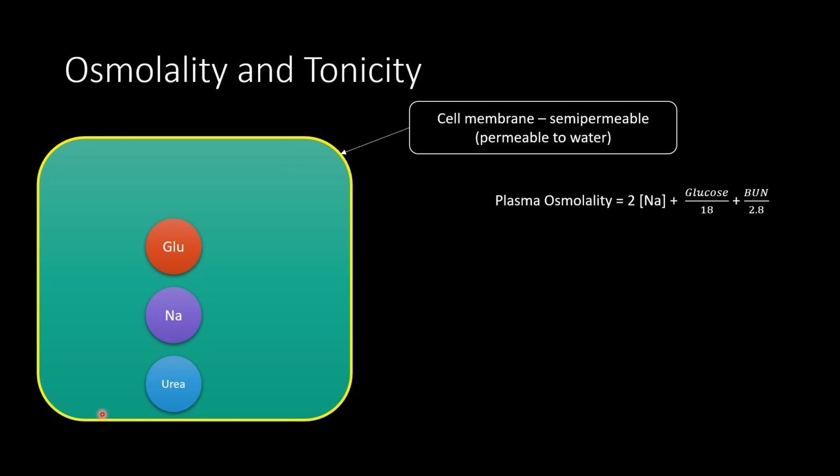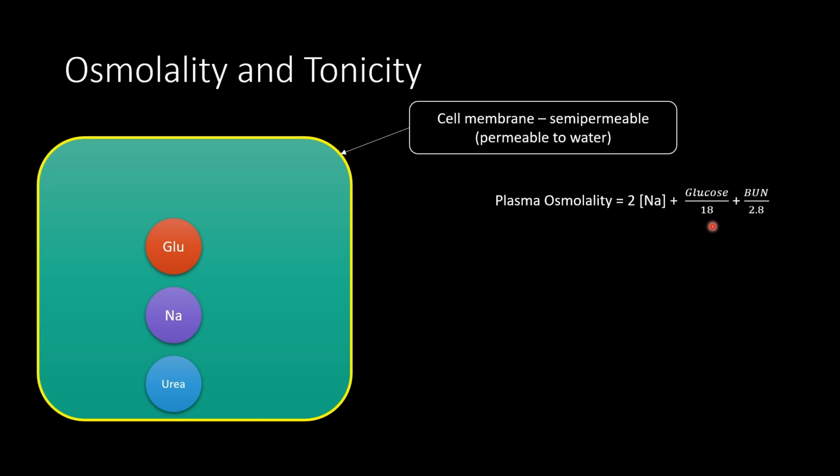So imagine this is our cell, and the cell is surrounded by a cell membrane which is semi-permeable. That means it is permeable to water and may or may not be permeable to some solutes. We know the formula for plasma osmolality, that is 2 into sodium. Why 2 into sodium? Sodium plus chloride, to account for the same number of anions, sodium is just multiplied by 2. 2 into sodium plus glucose plus blood urea nitrogen. The division factor is to convert them to millimole per liter.